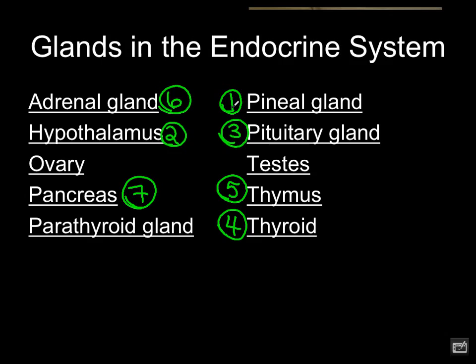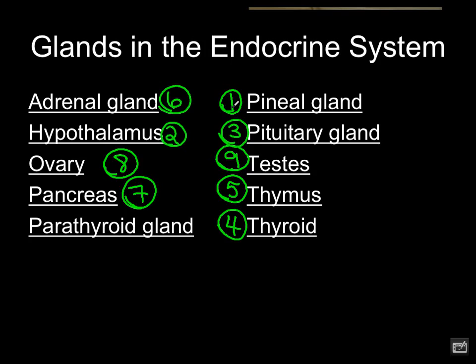Now, number 8 and 9 on your diagram get confused, and I kind of laugh because I've had more than one student not get 100 on this particular test because they flip-flop these 2. So please be careful. Number 8 are the ovaries, and number 9 are the testes. Please be careful with that.